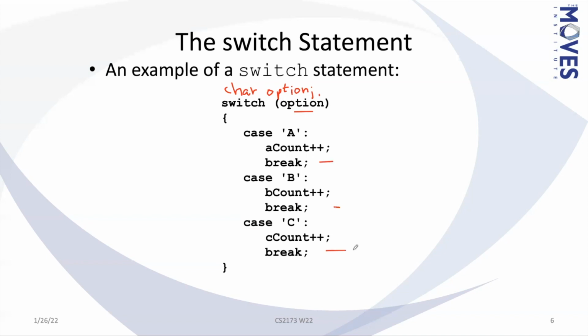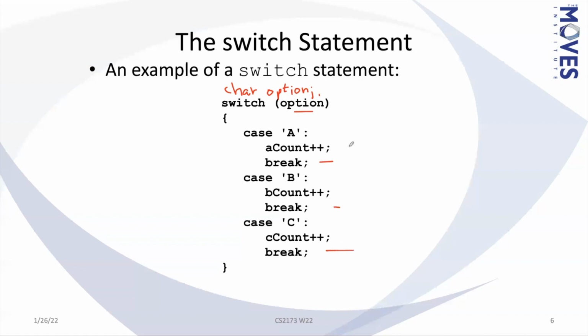So what is this doing? In the case where the option variable can only be the characters A, B, or C, this presumably would be embedded in some kind of loop. And this would be counting the number of occurrences of each of the possible letters.